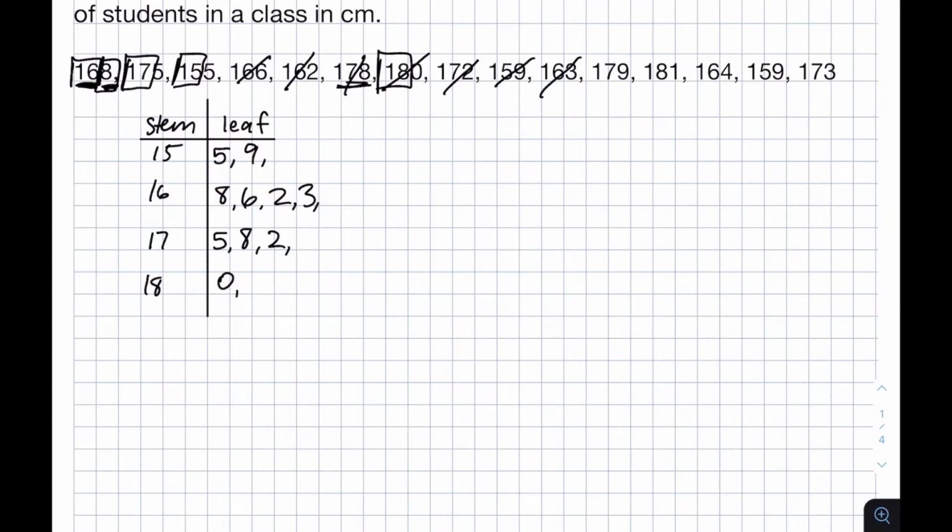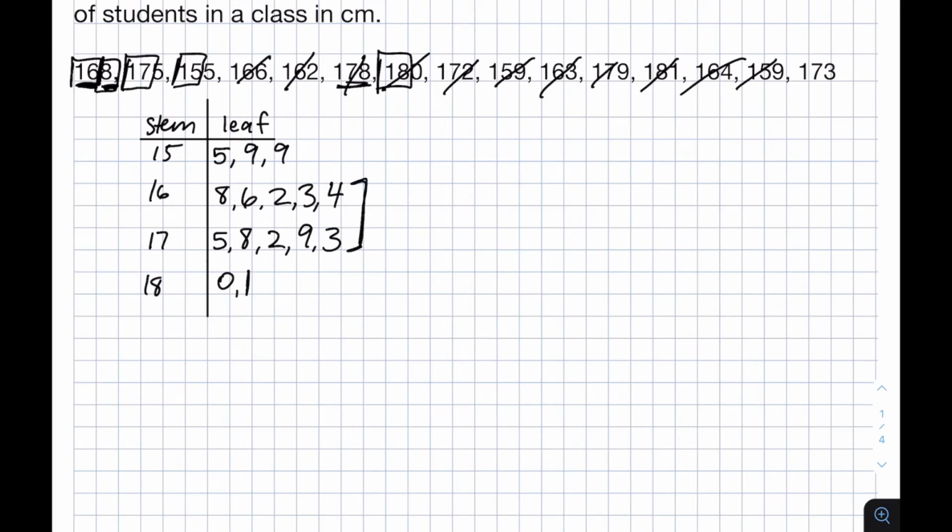16 and 3, 17 and 9, 18 and 1, 16 and 4, 15 and 9, and 17 and 3. So this is our stem and leaf plot.